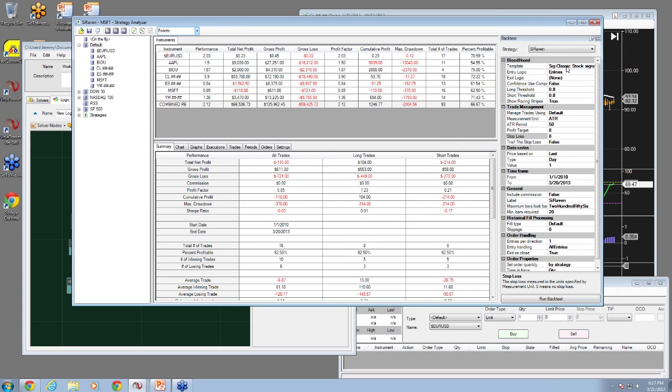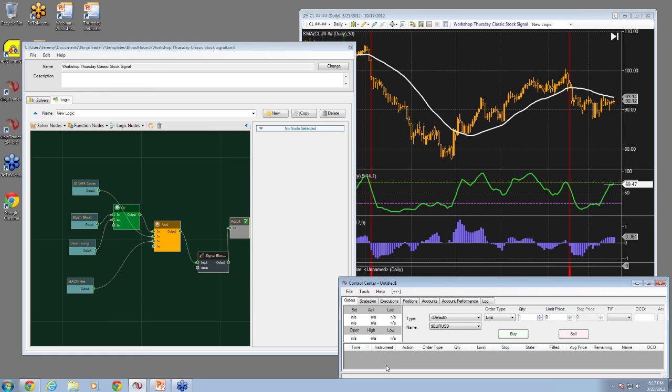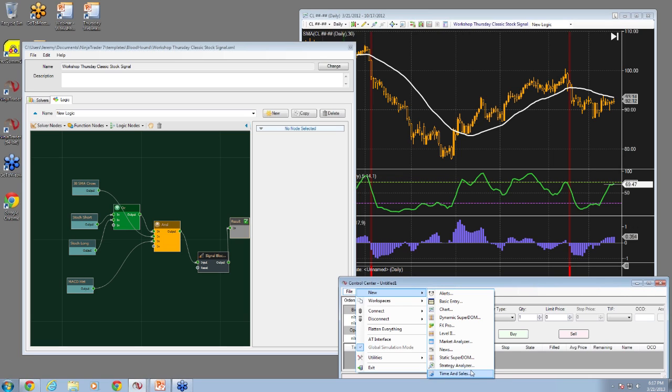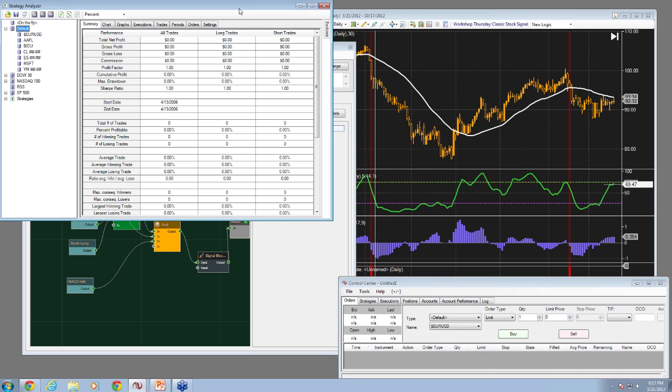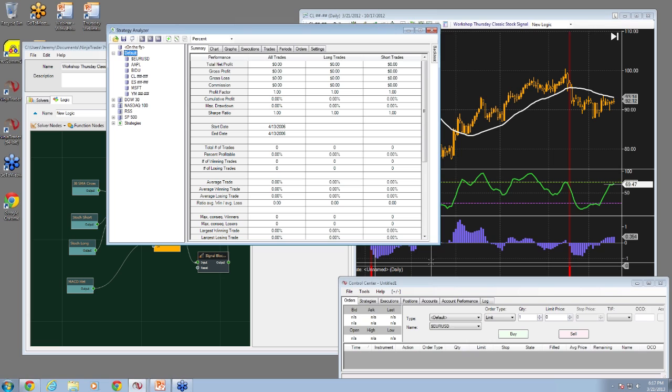And then we want to backtest it. So I'm just going to start again to show you what the process would be like. In NinjaTrader, the backtesting starts when you go to the File menu and go to New, Strategy Analyzer. Let me drag that in there and let the system catch up.